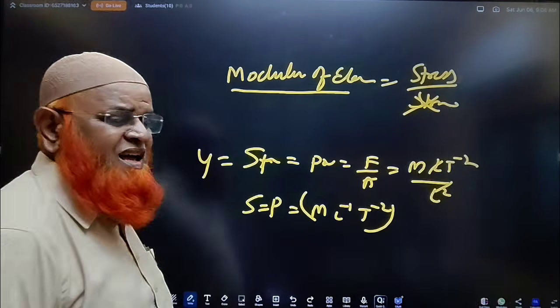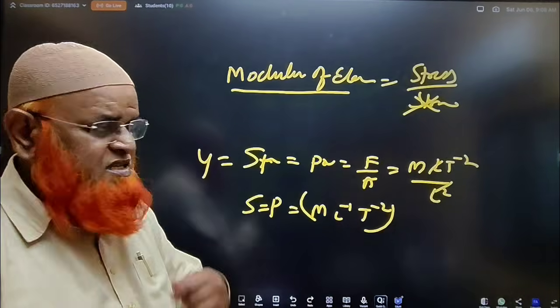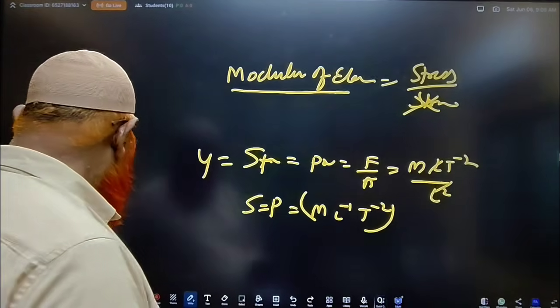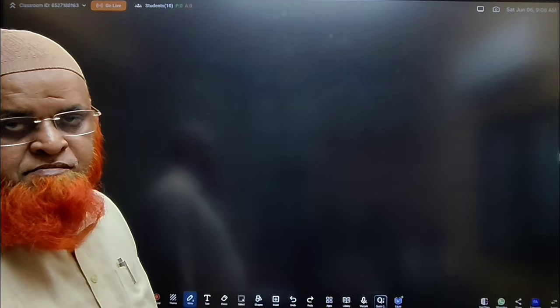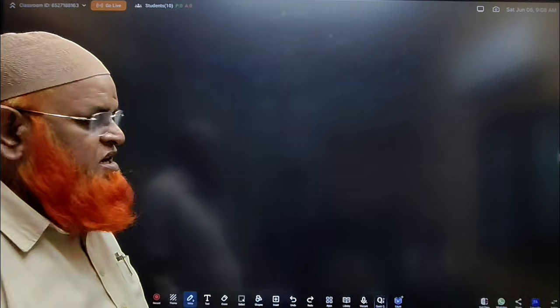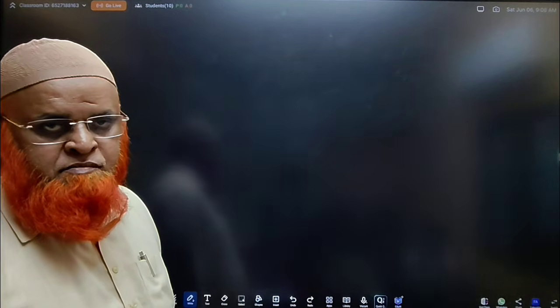For modulus of elasticity or stress, both the formulas are same. Even pressure also has the same formula. Next, shear modulus, same formula. Pressure, same formula.